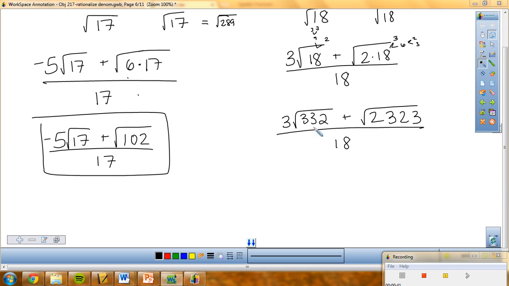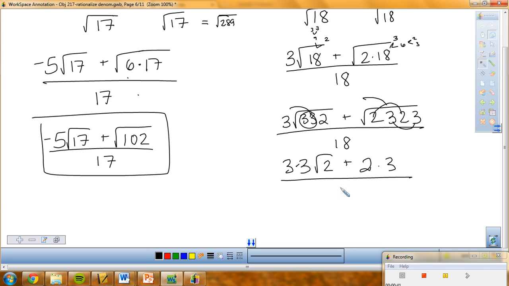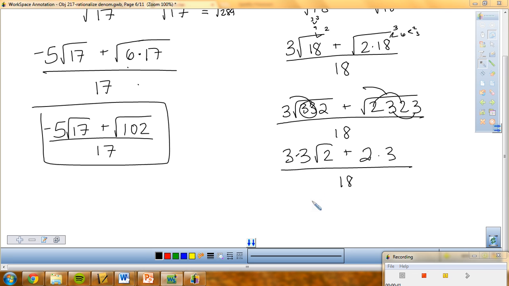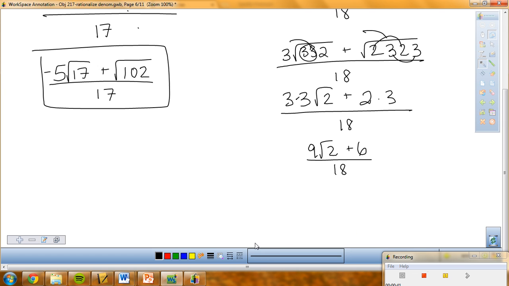And so now we need to simplify. I can pull a pair of 3's out. I can pull a pair of 2's out and a pair of 3's out. So I get 3 times 3. And my 2 stays inside, plus I get a 2 that comes out, I get a 3 that comes out, and there's nothing left inside over 18. And now I just simplify. 3 times 3 is 9 radical 2, 2 times 3 is 6, all over 18. So simplifying our radicals definitely adds a little bit of work.